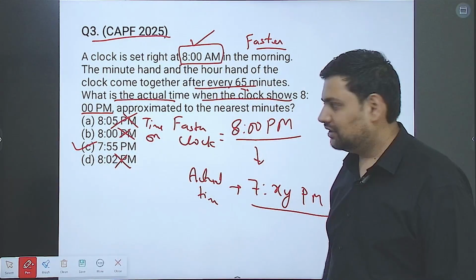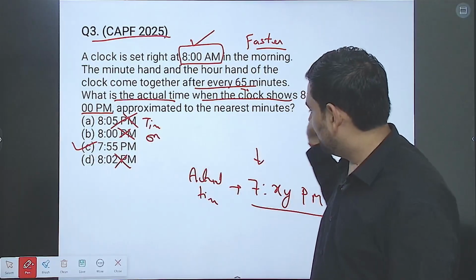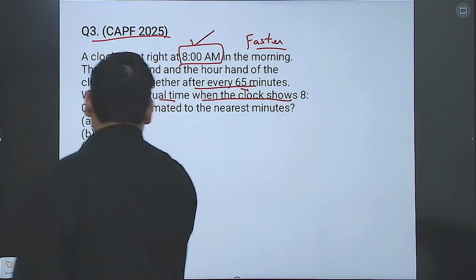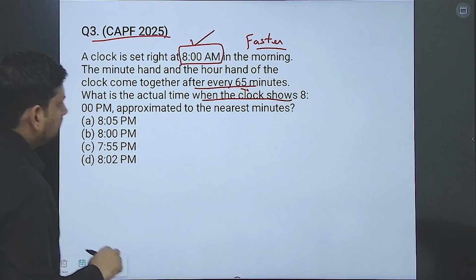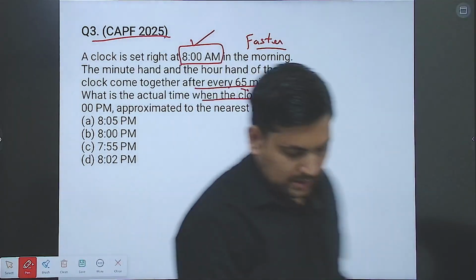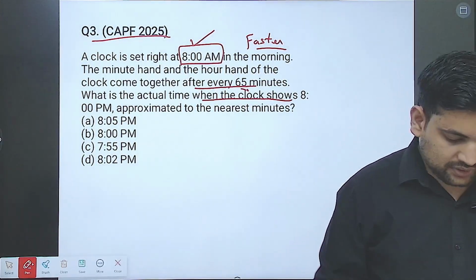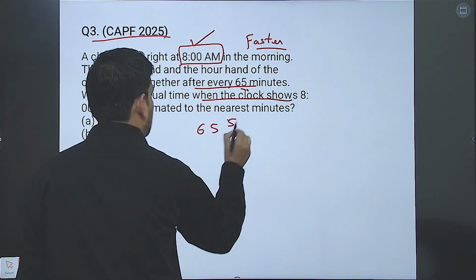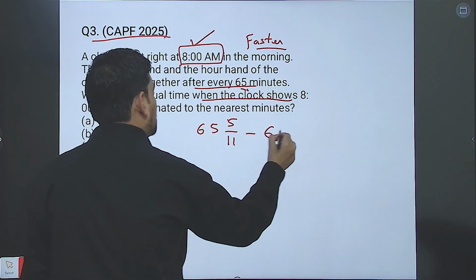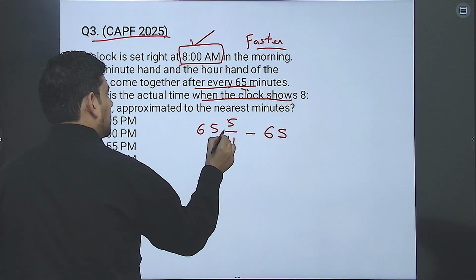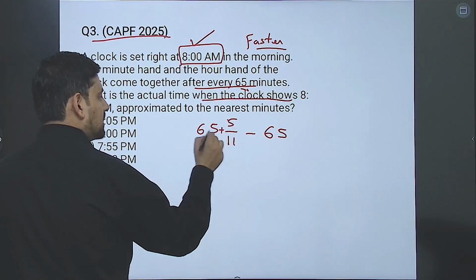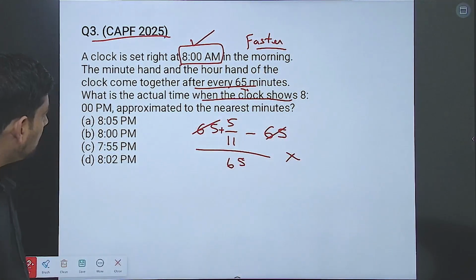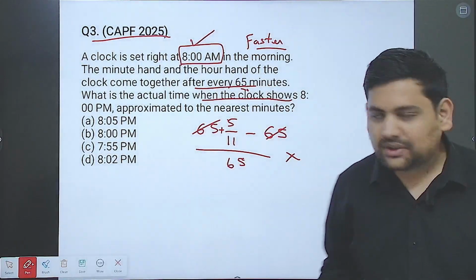Okay. Anyway, let's just calculate it. How would you calculate? Calculation will be exactly the same. Now we will again use the same formula. So this was 65 5 by 11 minus what is the meeting time? Meeting time is given as 65 in the question. Now 65 5 by 11 I have written as 65 plus 5 by 11. 65 cancel upon 65.